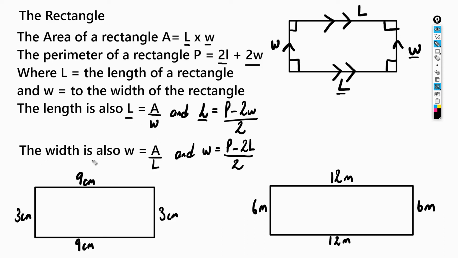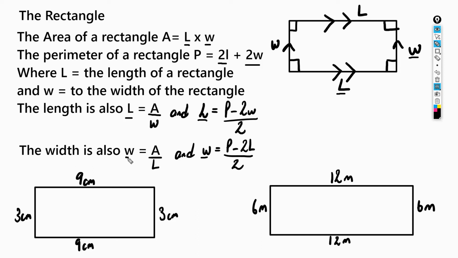Also, the width is W = A over L, because the L's would cancel and just give you W. And W is equal to the perimeter minus 2L, over 2. There are cases, guys, where they may just give you the area and the length and say find the width, and there are cases where they may give you the width and the area and say find the length. So you have to know these just in case.